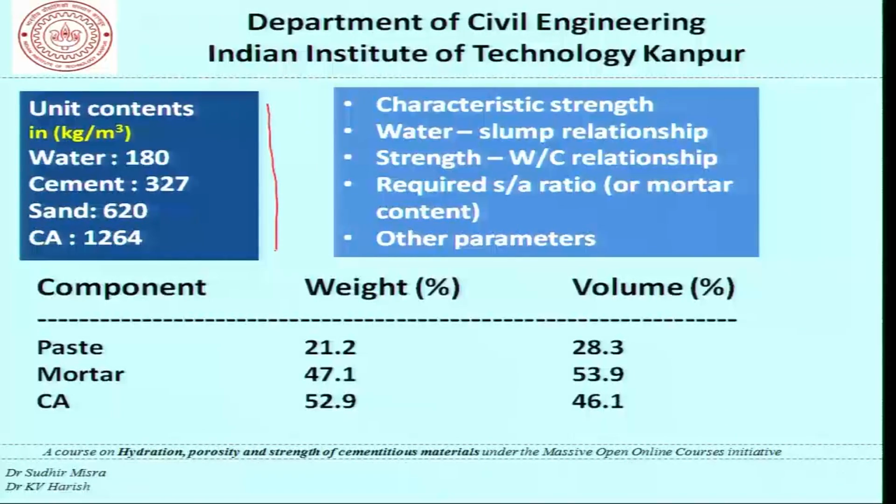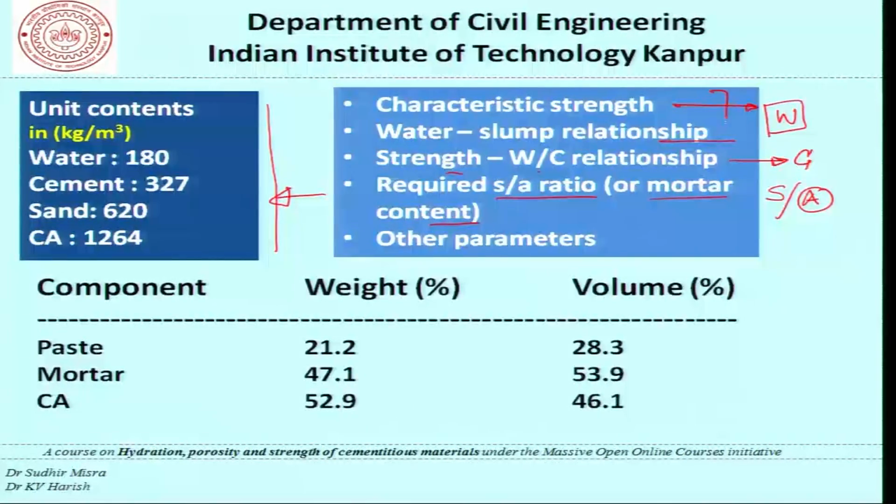Now, this is the example that we worked on. What we need to know is, in order to come to this point, what was the characteristic strength that is required, what is the water slump relationship so that we can get the water content, what is the strength water cement ratio relationship so that we can get the cement content, and what is the required S by A ratio or the mortar content so that we can divide the remaining space between sand and coarse aggregate.